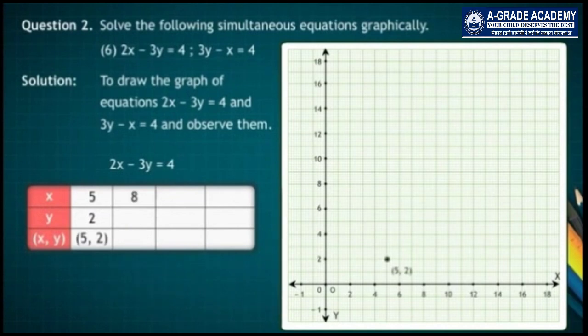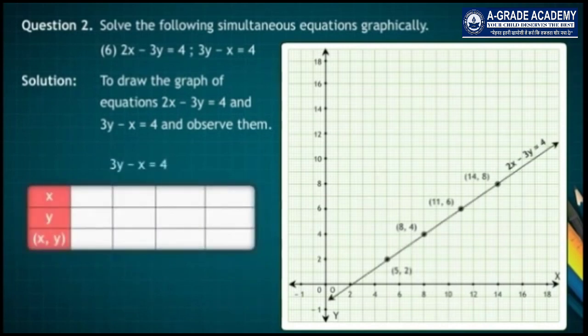x is 8, y is 4, (x, y) is (8, 4). x is 11, y is 6, (x, y) is (11, 6). x is 14, y is 8, (x, y) is (14, 8).